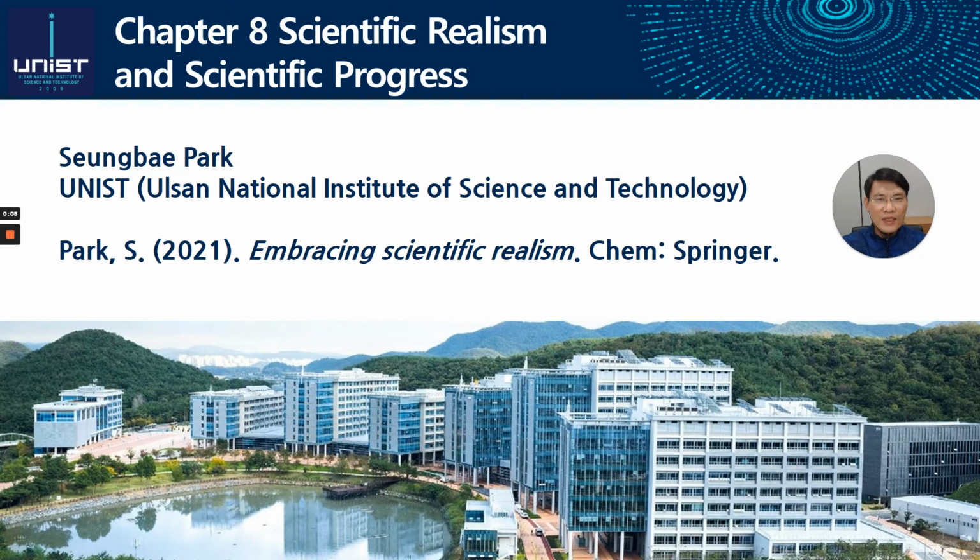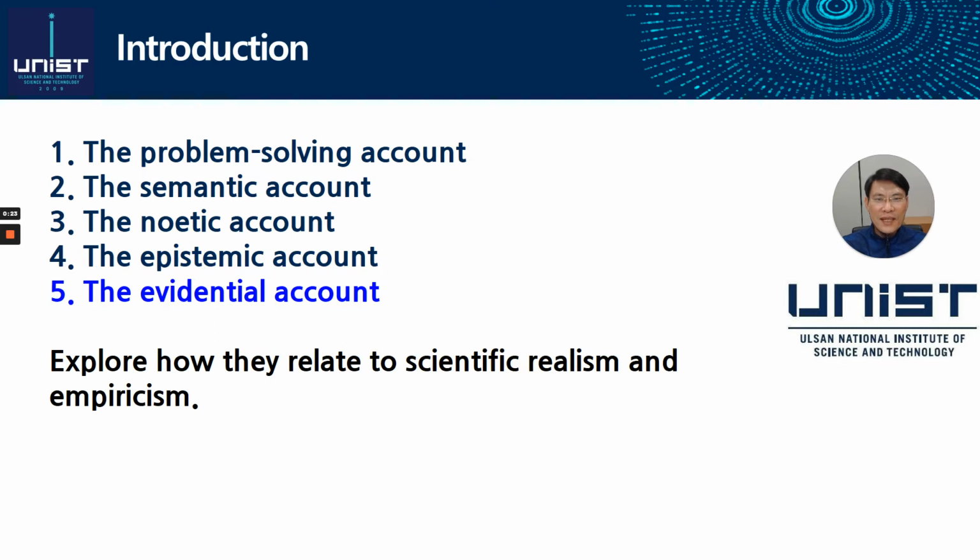In this video, I briefly summarize Chapter 8 of my book, Embracing Scientific Realism. The target viewers of this video are the philosophers of science who have already published and aim to publish more on scientific realism and scientific progress. There are four competing accounts of scientific progress in the literature. They are the problem-solving account, the semantic account, the noetic account, and the epistemic account.